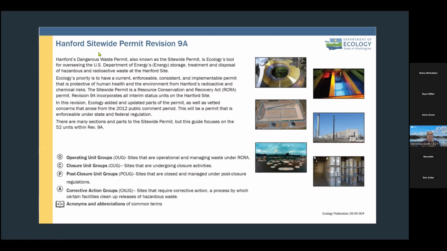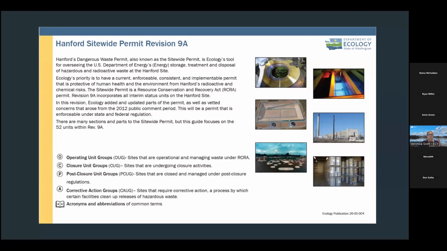So right here you can see this is our Rev 9A snapshot that gives you just kind of an overview of what it looks like, but each operating unit or each unit group that is within the Hanford site-wide permit, all 52 of them will have their own baseball card that gives you a little bit of an idea of where the waste is from, what are some of the risks at this site, and a little bit of the history. What does this site do? These are available at kind of the bottom of our Rev 9A website. So if you scroll down past the meeting information, you'll find them there. And it's a great way to get just an introduction to the sites if you're not already familiar with them.